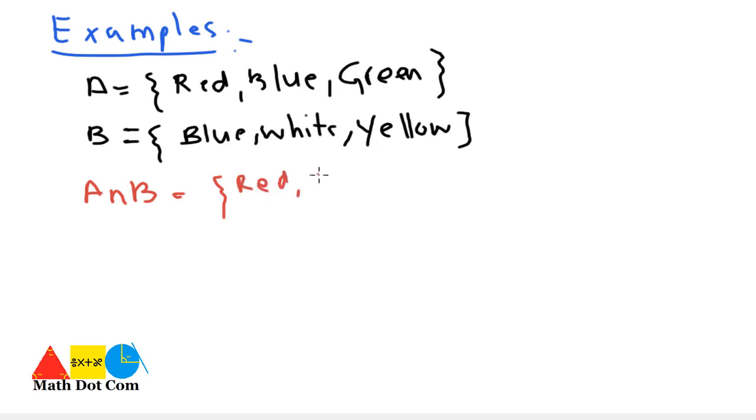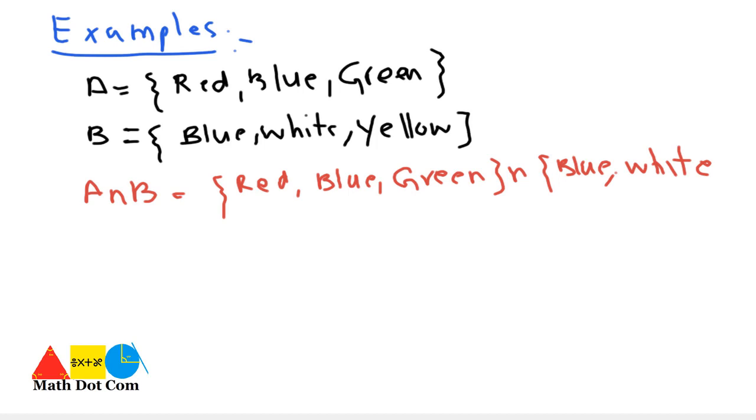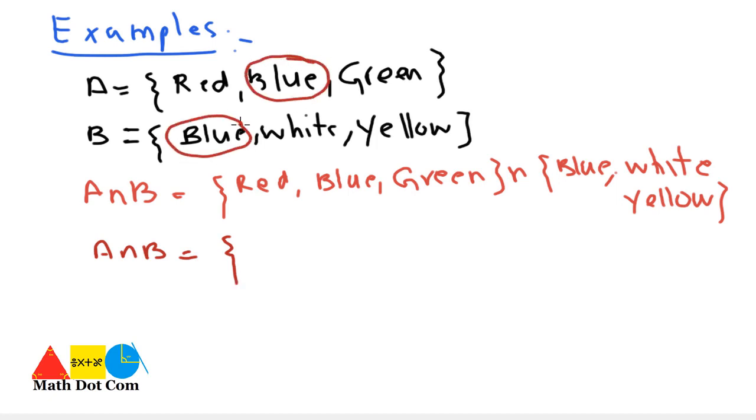first we will write the sets: red, blue, green, intersection blue, white and yellow. These are the elements, and their intersection will be, which element is common in both of them? Only the element blue is common in both of them, so we will write blue here. This was the only element common in both the sets, so this is A intersection B.